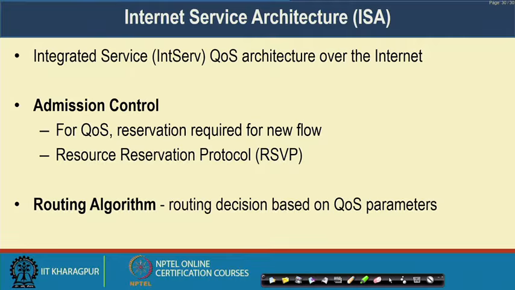Then you have the routing control. You make the routing decision based on the quality of service parameters. So, you find out whether a particular router is loaded. If a particular router is loaded, then you rather not route the packet to that router, rather you route it to some alternate router. So, your routing algorithm also depends on the quality of service parameters.